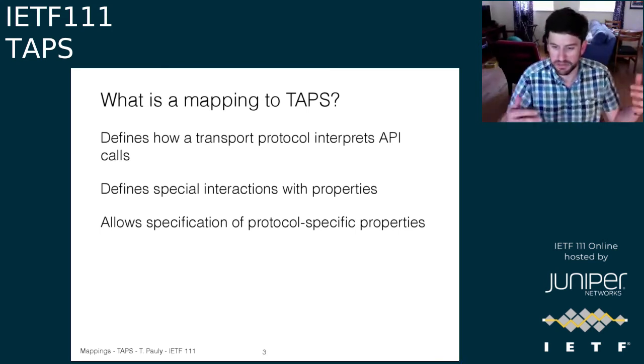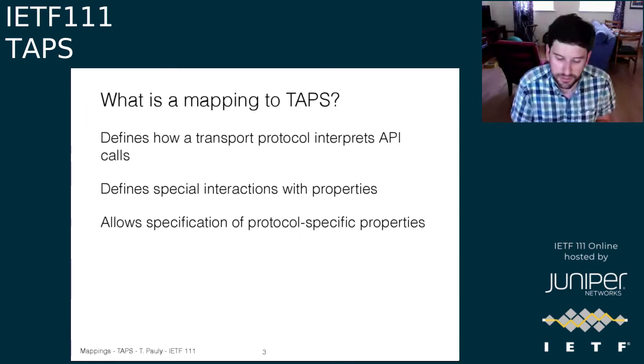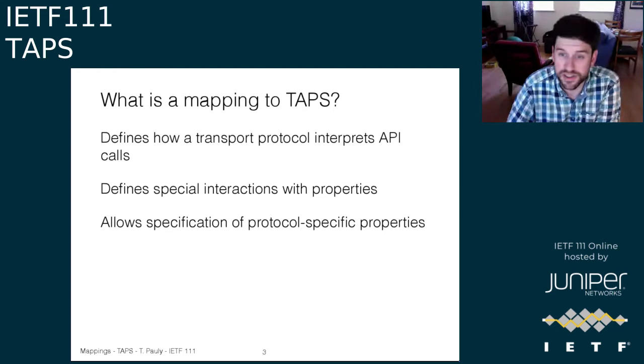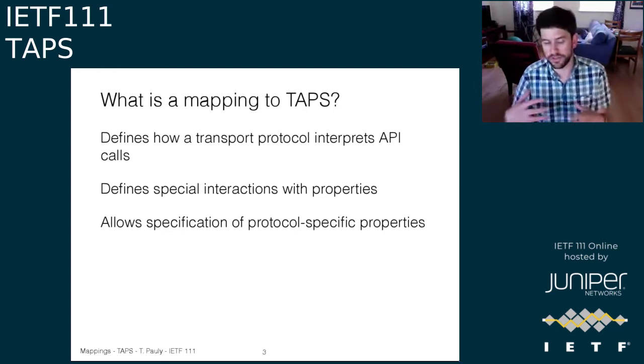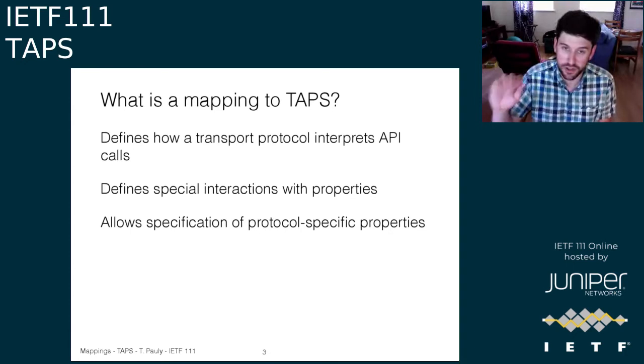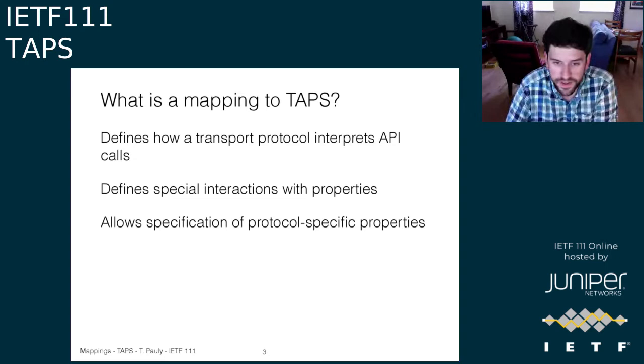Multipath TCP interacts very specifically with multipath properties. Looking at how QUIC migration interacts with those is one of the things that a mapping document would have to do. And there's also room to talk about protocol-specific properties, things that don't quite fit into the clean TAPS overall architecture. Sometimes you may have a knob on a given protocol that you want to adjust specifically that wouldn't apply to all other transport protocols.